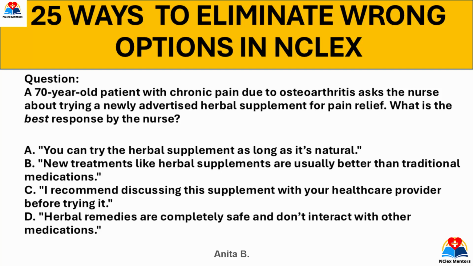A 70-year-old patient with chronic pain due to osteoarthritis asks the nurse about trying a newly advertised herbal supplement for pain relief. What is the best response by the nurse? Your options are given on the screen. Option A, you can try that herbal supplement as long as it's natural. Option B, new treatments like herbal supplements are usually better than traditional medications. Option C, I recommend discussing this supplement with your healthcare provider before trying it. Option D, herbal remedies are completely safe and don't interact with other medications.